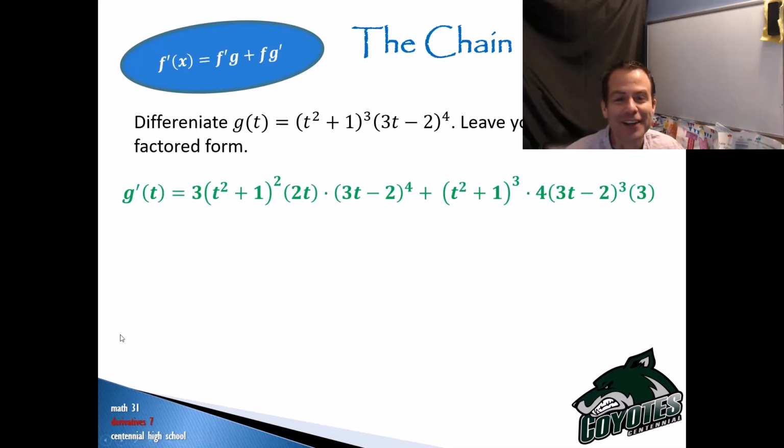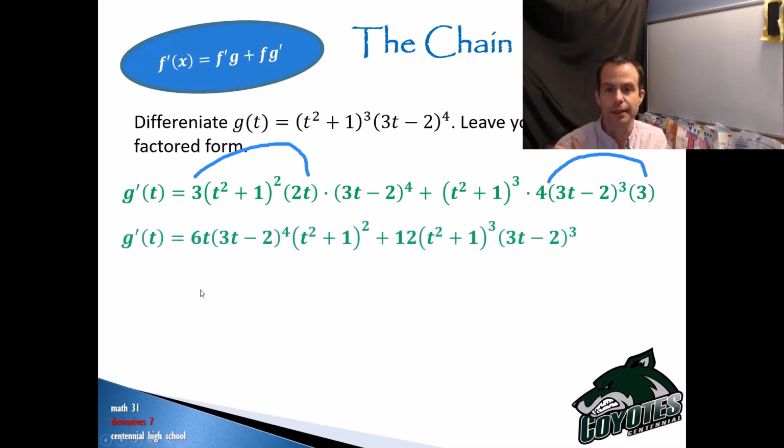Yay. Okay, now let's just clean this up a wee bit. I can take 2t and the 3. We'll multiply those guys together. So that'll be 6t. Sorry, I'm just trying to get my ink back on. So that'll be 6t. And then I can take the 4 and the 3 and make a 12 there. Okay, so that was just me cleaning things up.